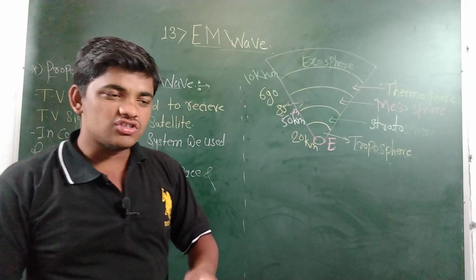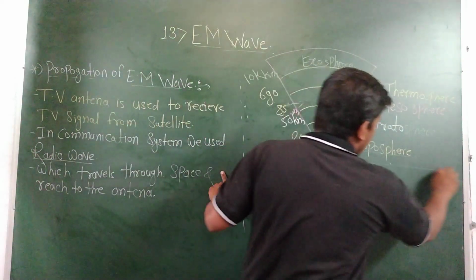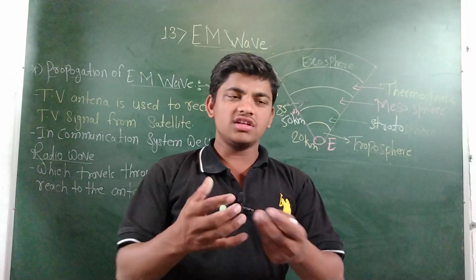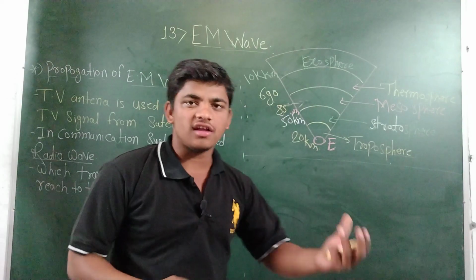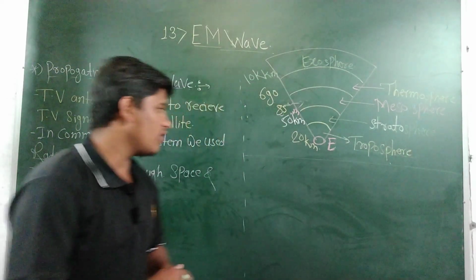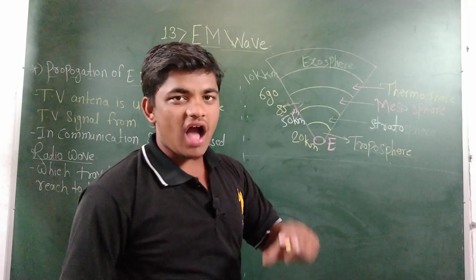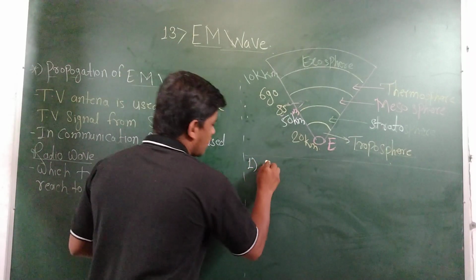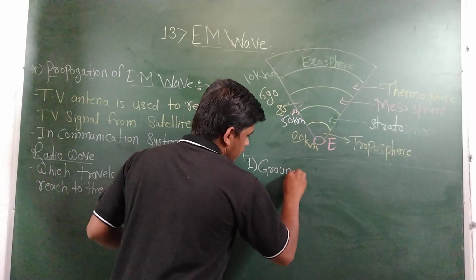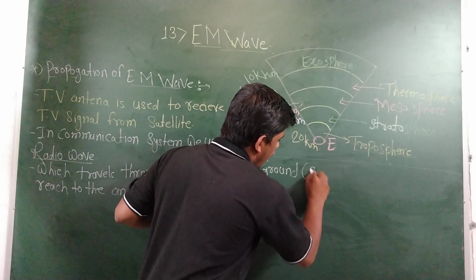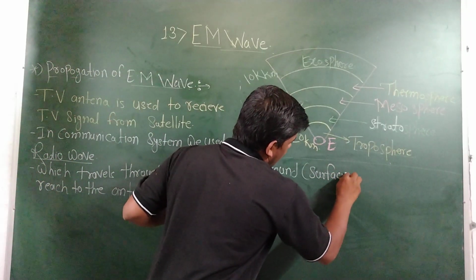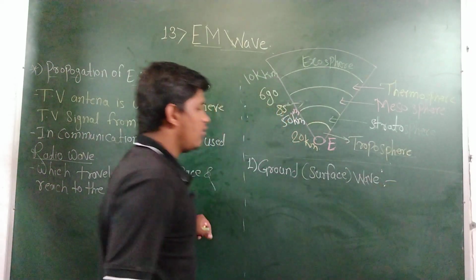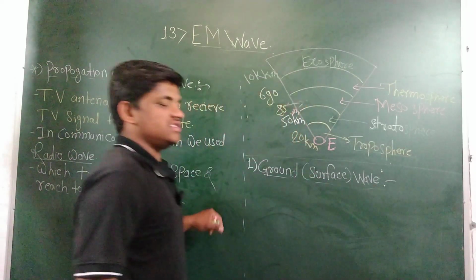And let's start the discussion, one by one, of the propagation of waves. Now we discuss the three different types of propagation in space: on the ground, that is ground or surface wave propagation, next is sky wave, and another one is space wave. In this lecture we discuss the first type of propagation, that is ground wave, or surface wave propagation.